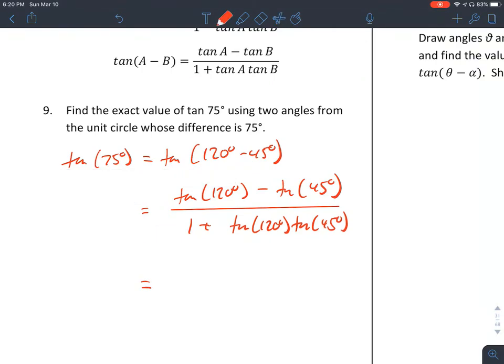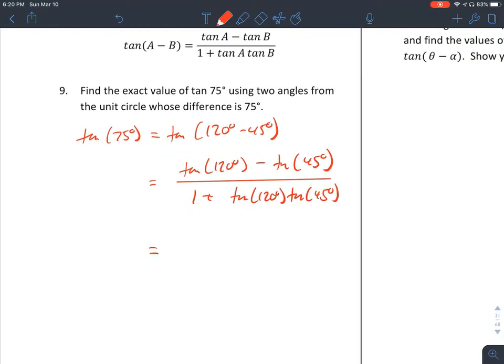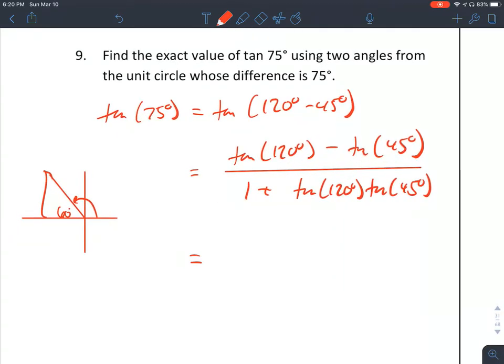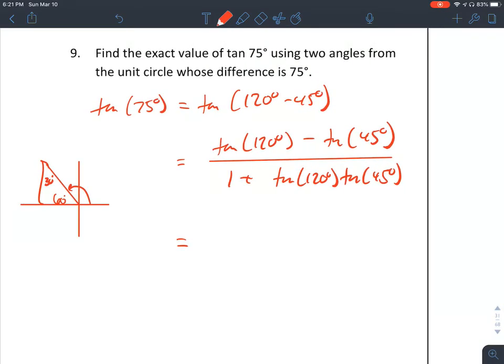What is tangent of 120? Well, let's do a little bit of side work that's not required, but if you need to do this to get it right, then you should do it. So tangent, do this in a couple different ways. I'll show you the way that you're probably going to want to do it, and then I'll show you the way I would do it.